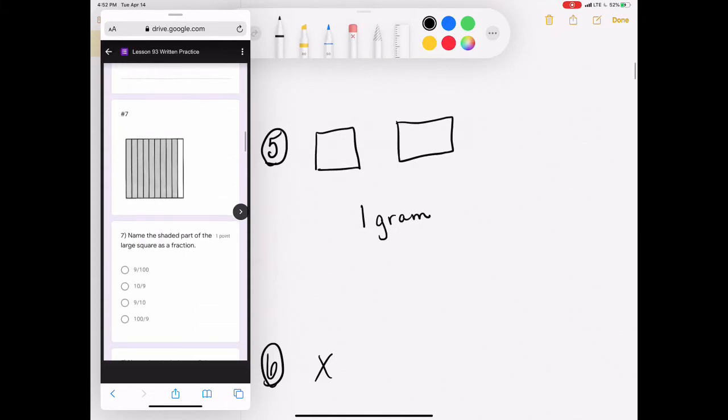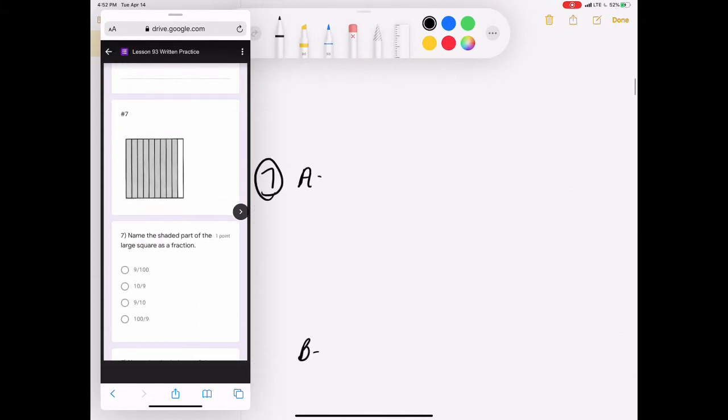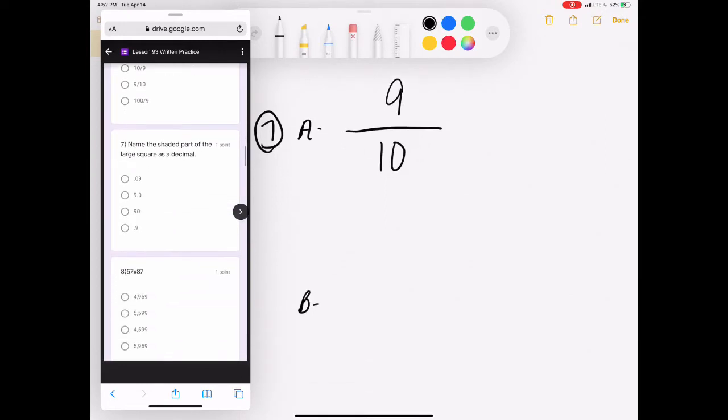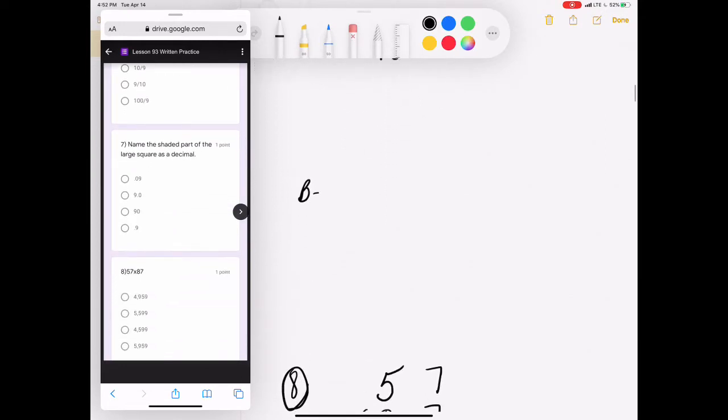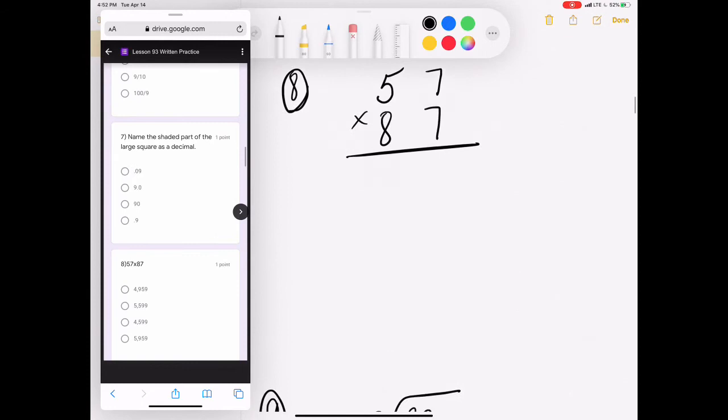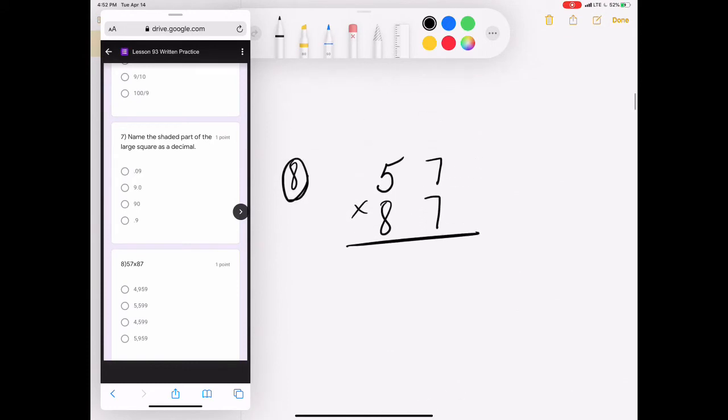We're skipping number 6, going on to number 7, part A. Name that as a fraction. We know there are 10 pieces altogether. How many are shaded? 9. 9/10. Write that as a decimal. Remember to write that just 0.9. 9/10.